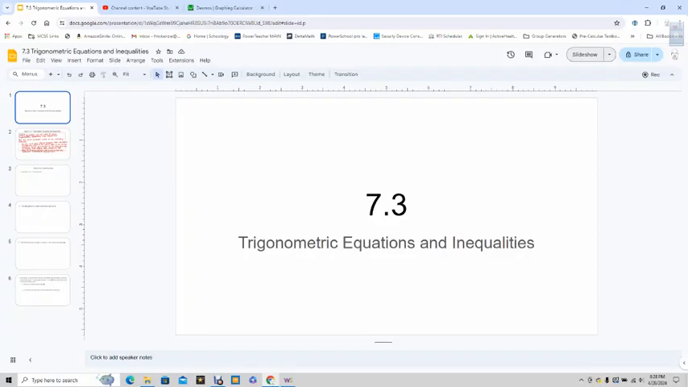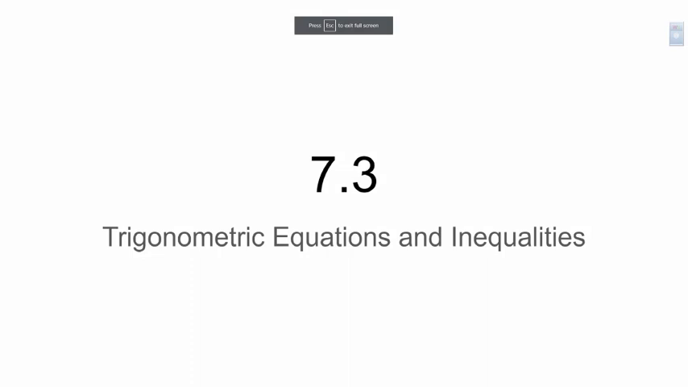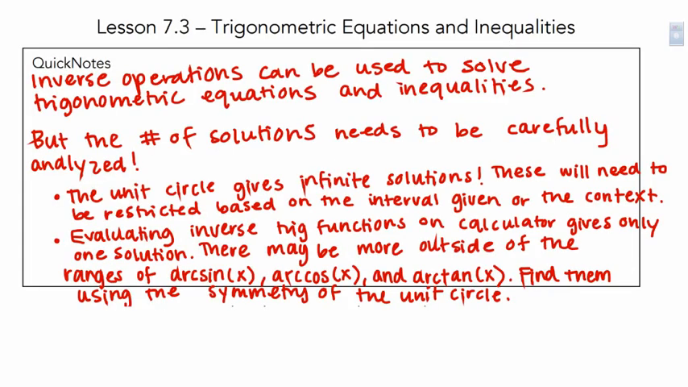All right, so we're getting into 7.3, and this is where we actually start using trigonometric functions in equations and inequalities. And remember, a function is a function is a function. Just as easily as we can put the square root of x in an equation or an inequality, we can do the same thing with trigonometric equations. And we can solve them doing the same exact thing. And that's what we're going to look at during this section.